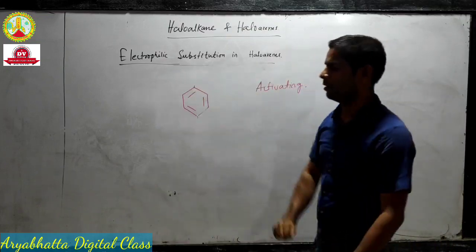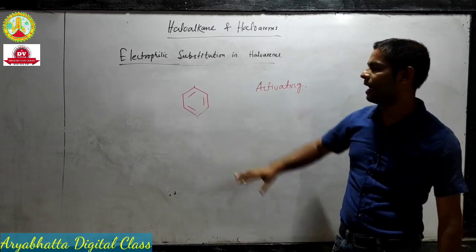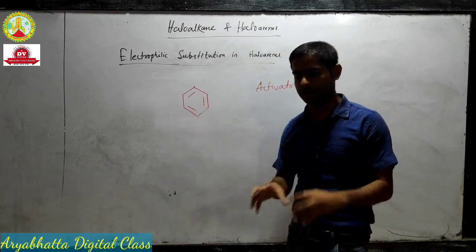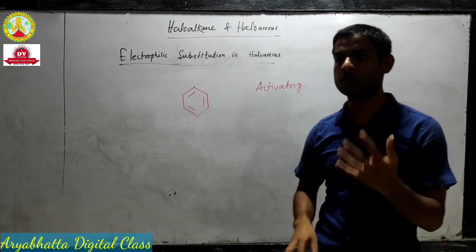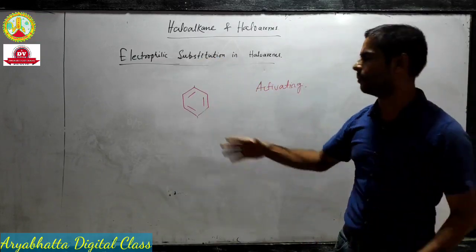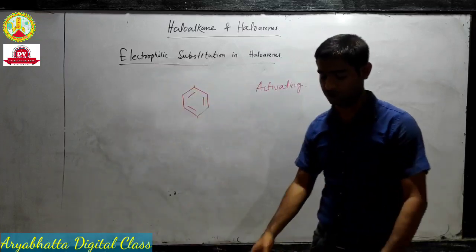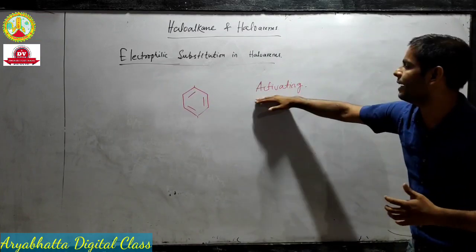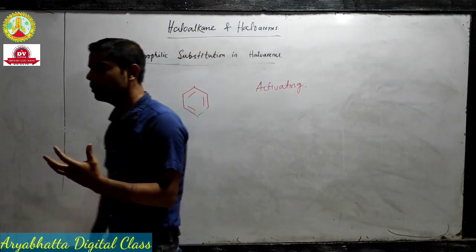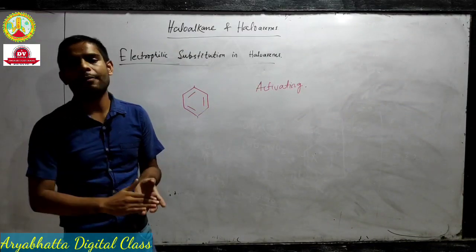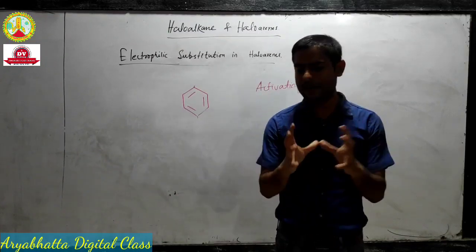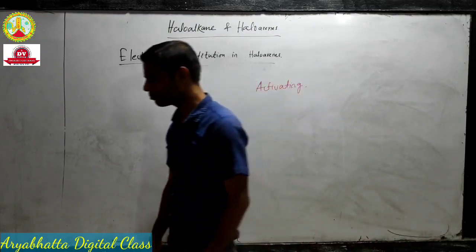Benzene alone has an ability to attract the electrophile, but there are some groups which, when attached to benzene, increase its ability towards electrophilic substitution. Those groups are called activating groups. And there are a few groups which decrease the ability of benzene towards electrophilic substitution. They are called deactivating groups.